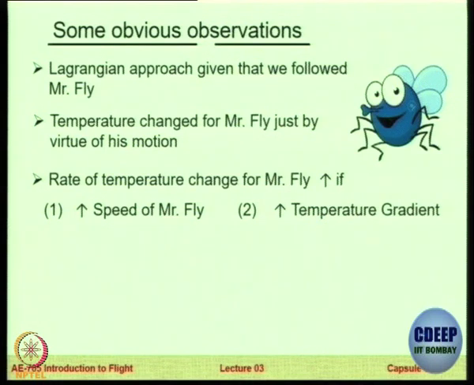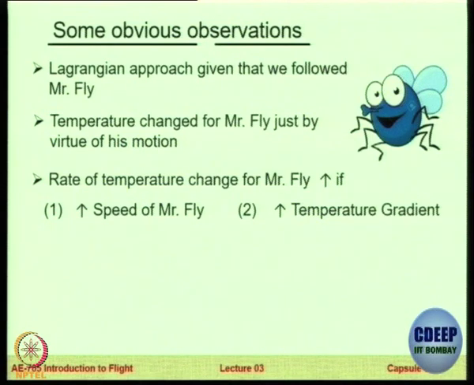Obviously, the rate at which temperature changed was not necessarily a constant. In our example, probably you must have seen it is a linear change, but it need not be so, we do not know. And also the numerical value of that rate can also be altered. If the fly moves at a very fast speed, the rate will be different from when it moves very slowly.